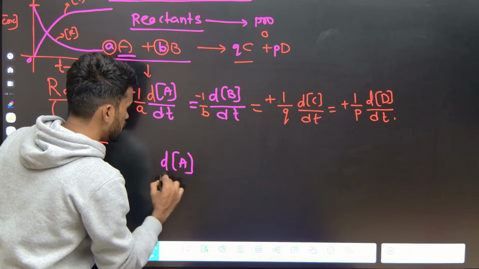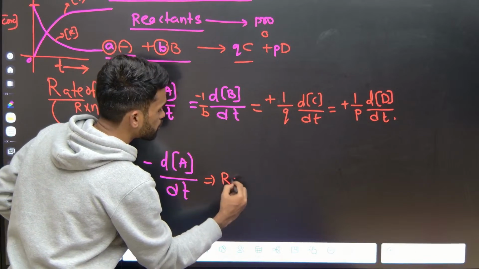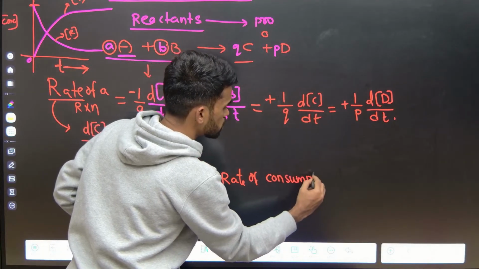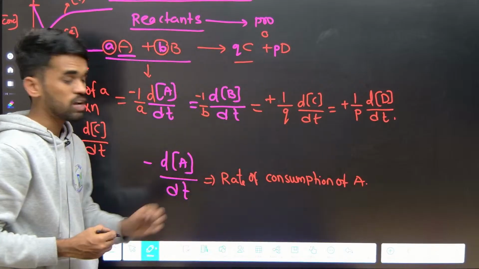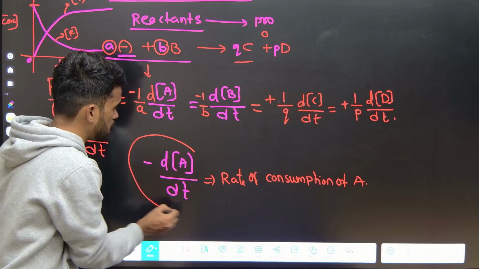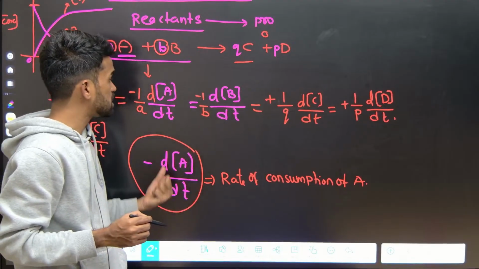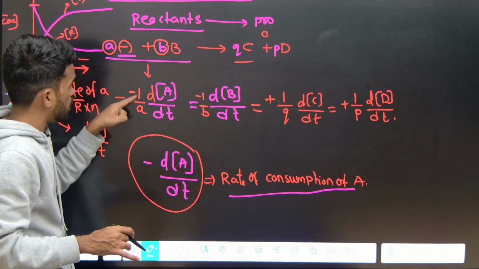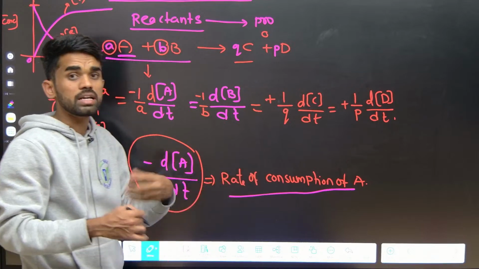dA by dt, or minus dA by dt, indicates the rate of consumption of A with respect to time, or we can also say the rate of disappearance of A with respect to time. Similarly, the rate of disappearance of B is indicated as minus dB by dt. See, when I am writing the rate of consumption of A, I am not including this 1 by A. We should not include the stoichiometric coefficient when we say rate of consumption or rate of formation.